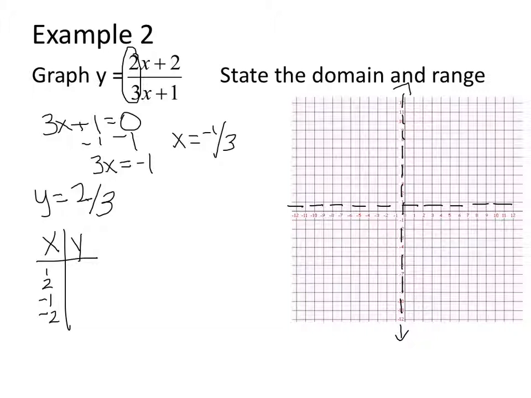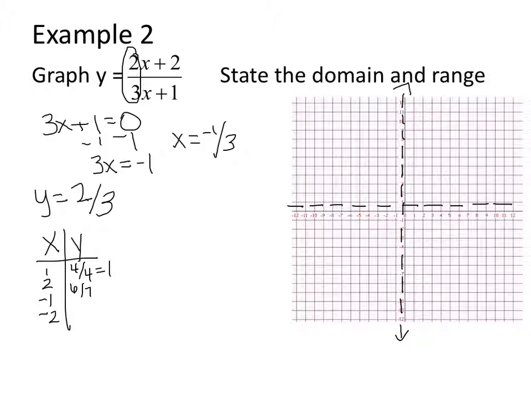I could have picked 0, it's just that it's really close to that asymptote at negative 1/3, so that's why I chose not to. Now we take the 1 and plug it into both x's. 2 times 1 plus 2 is 4, divided by 3 times 1 plus 1, which is 4. So I have the point 1, 1. Then we plug in 2. 2 times 2 plus 2 is 6, and 3 times 2 plus 1 is 7, so 6/7.